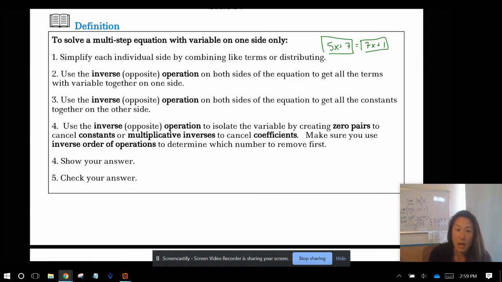And then after that, we're going to use inverse operations to move the variables together to one side. So undoing, remember, anytime something moves from one side of the equation to the other, we use inverse operations. Then we move the constants together. Then we divide to make a zero pair. We're going to show all of our work and check all of our answers.